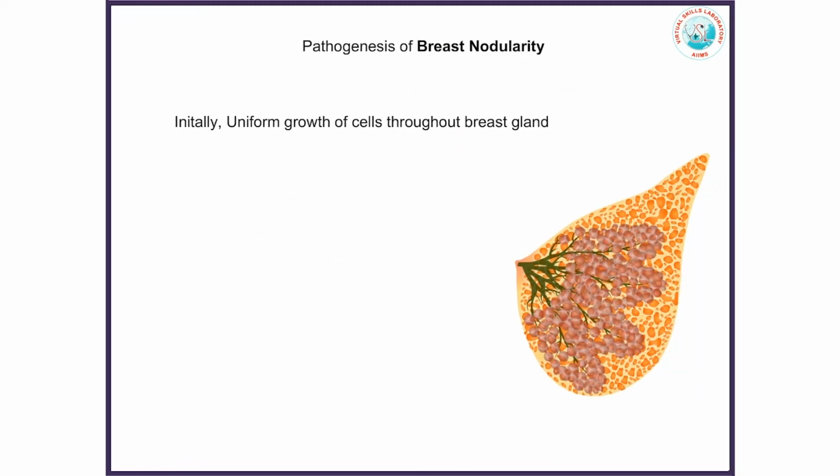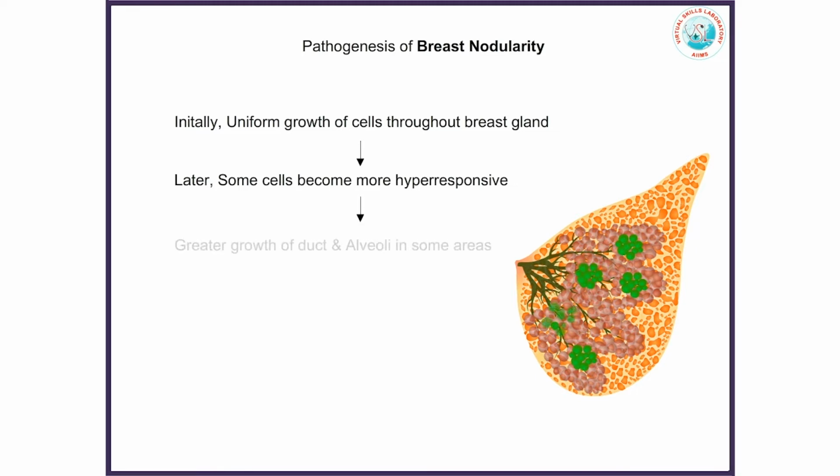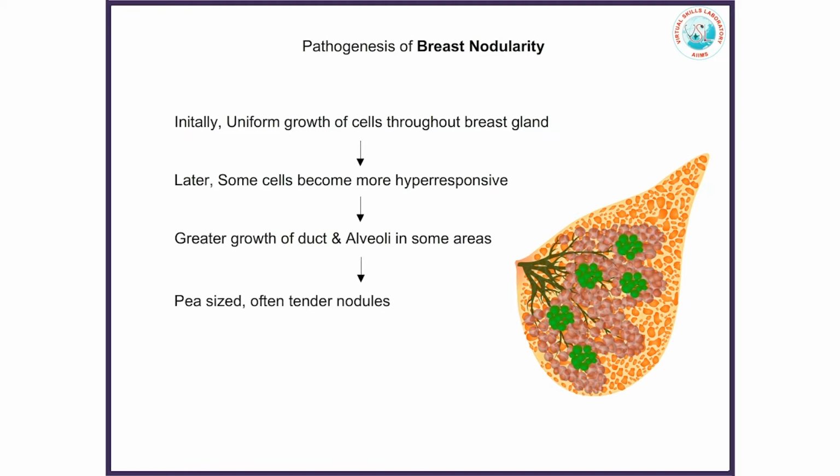Initially, in most women, there is a uniform growth of cells throughout the breast. Later on, some cells become hyper-responsive to the hormones, resulting in more growth of the ducts and alveoli in some areas, resulting in nodularity. If you examine a lady with nodularity in the premenstrual phase, you will encounter pea-sized, often tender nodules scattered throughout the breast with soft and supple breast tissue in between.